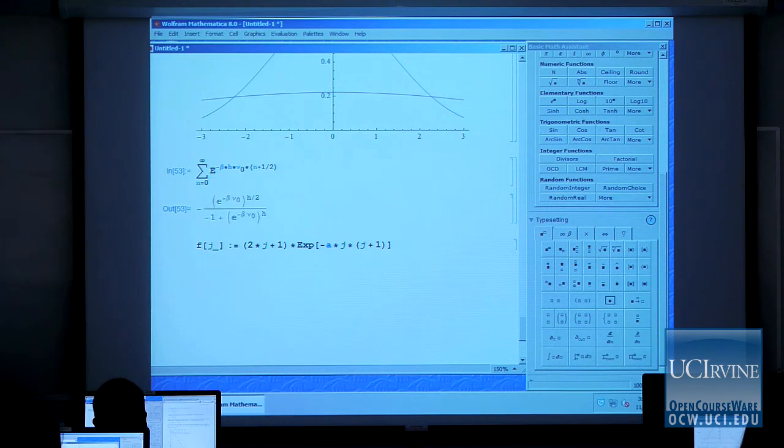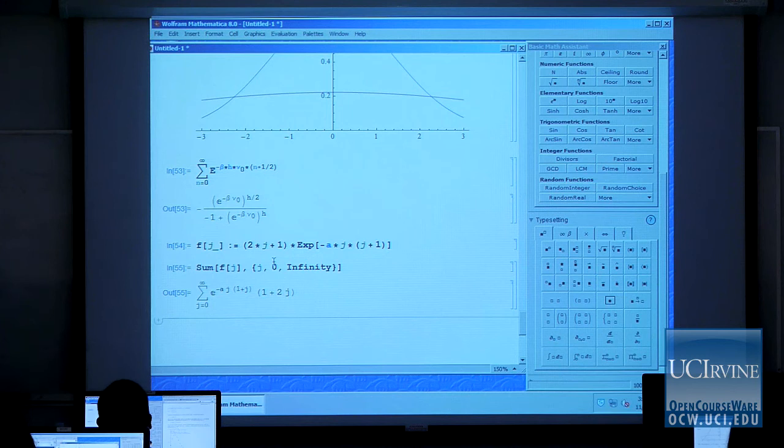All right? Now, let's just try for fun. Let's go ahead and enter that. And let's see if we can actually get a closed form for this one. So let's say sum f of j, J goes from 0 to infinity. And we're not going to get lucky this time. Okay, so we got the thing spit back at us exactly as we put it in, which means no luck.